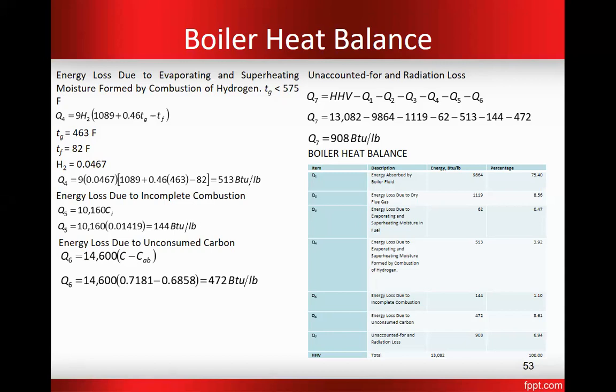Next, the energy loss due to incomplete combustion is Q sub 5, equal to 10,160 times C sub I. Then Q sub 5 is equal to 10,160 times 0.01419, or 144 BTU per pound. Next, energy loss due to unconsumed carbon, Q sub 6, is equal to 14,600 times C minus C sub A, or 14,600 times 0.7181 minus 0.6858, or 472 BTU per pound.